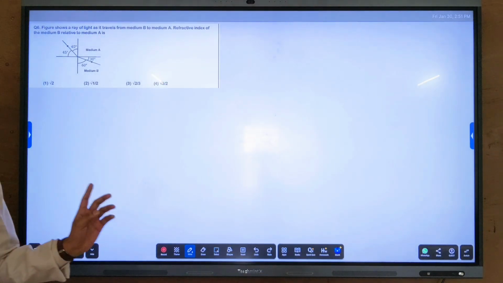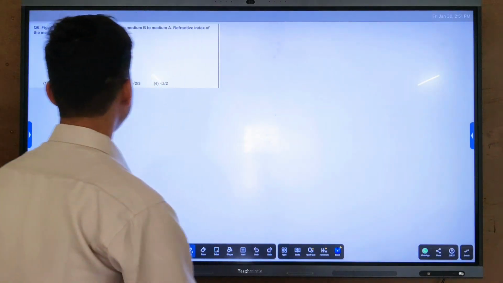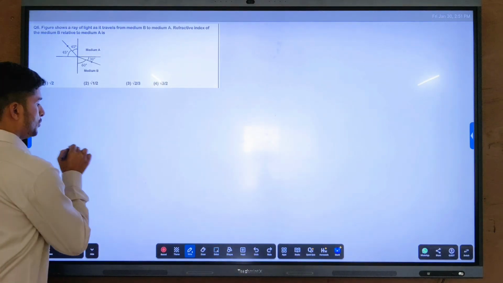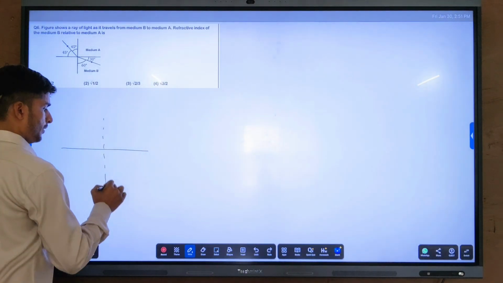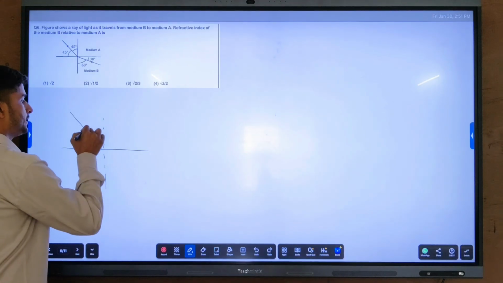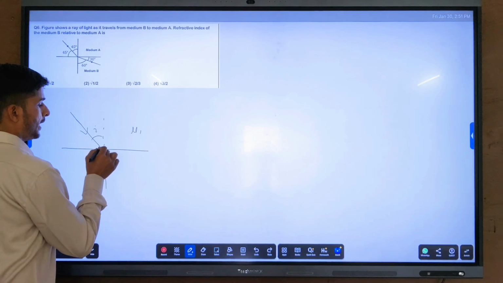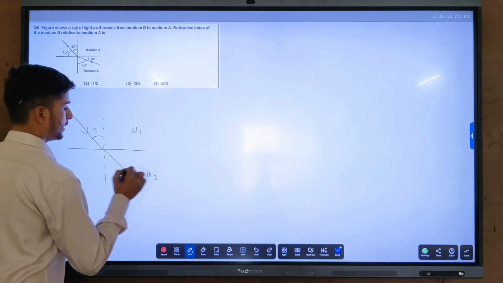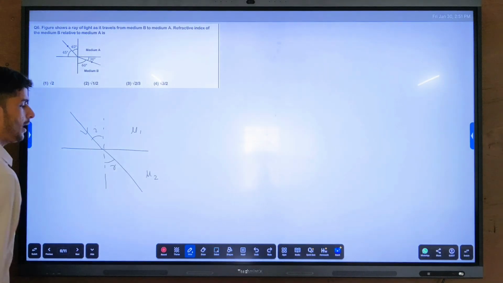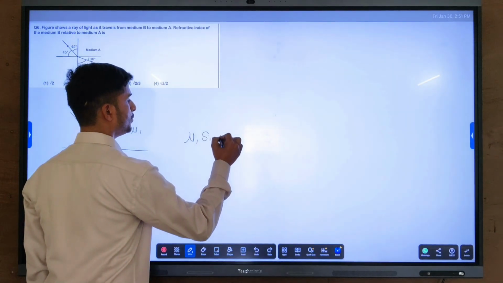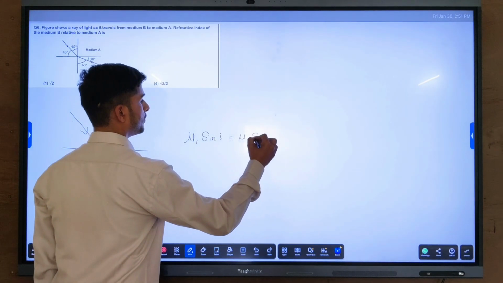Now, this is from refraction of light. We have 2 mediums, medium B and medium A. You must know this normal, incident angle I. This is refractive index mu1, and then this is refractive index mu2 and refracting angle R. So what is Snell's law? Mu1 sin I equals mu2 sin R.